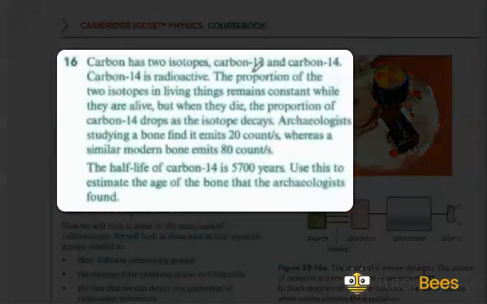Carbon has two isotopes, 12 and 14. Carbon-14 is radioactive. The proportion of the two isotopes in living things remains constant while they are alive. But when they die, the proportion of carbon-14 drops as the isotope decays.